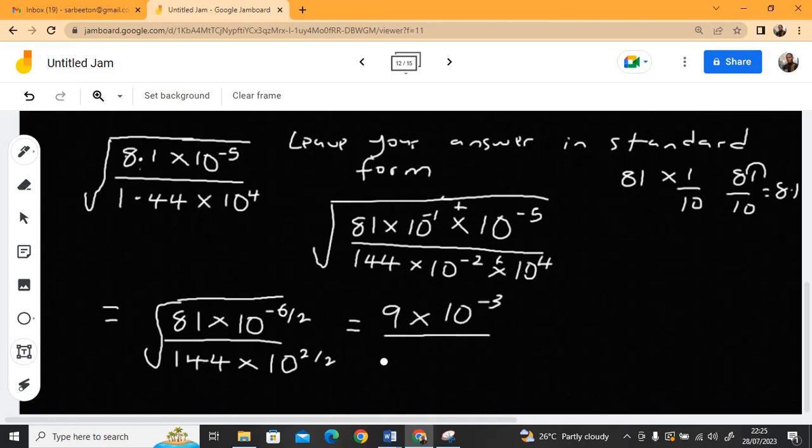This one also, square root of 144 is what? Is 12 times 2 divided by 2 is what? That is raised to the power 1. So when I divide 9 divided by 12, let me use my calculator here.